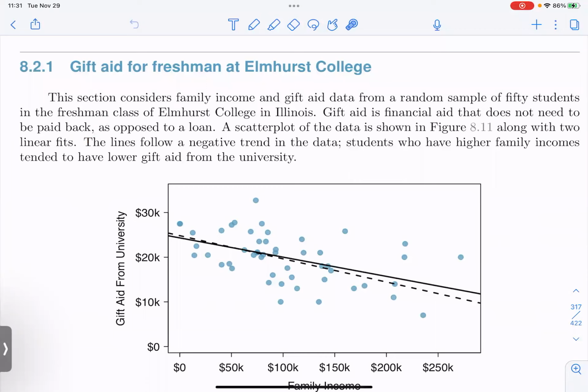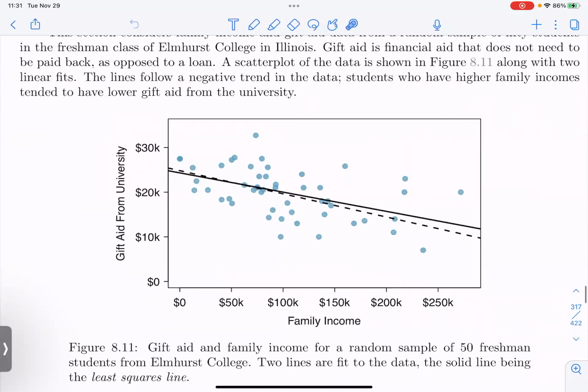And the first thing I would probably ask you to do is to describe the relationship here. Looking at this scatter plot, I've got the gift aid from the university and then the family income on the x-axis. If I had to describe this relationship, I would say it's a moderately strong negative linear relationship. I see a pattern. It's not crazy strong around this line of best fit. Three things we touch on: the strength, the direction, and the linearity.